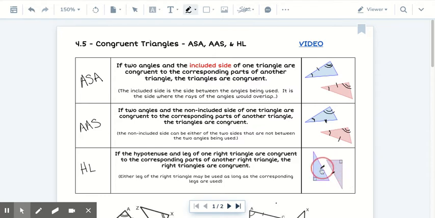So on these two, if the hypotenuse of this one is congruent to the hypotenuse of that one, and then the leg would be one of the other sides of the triangle. So maybe the short side on this one is congruent to the short side on this one. This would make these two triangles congruent, just knowing the hypotenuse and the leg of the two triangles are congruent to one another.